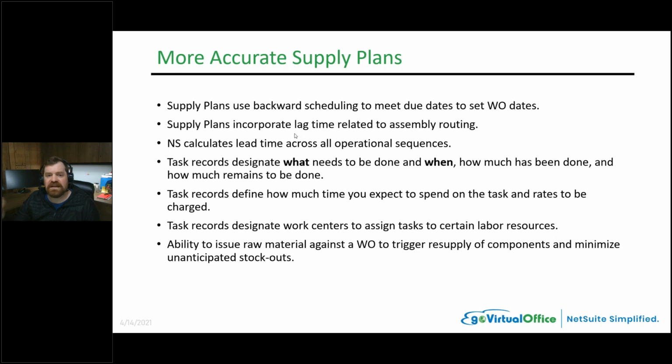Okay, the task records that I mentioned on the previous slide, that's going to basically say what needs to be done for this work order on this step, when does it need to be done. It gives you visibility to how much has been done, how much remains to be done. And I'll touch on all this in a little bit. I have some of the screenshots available so you can at least get the visual of what I'm referring to. Also, going through here, just making sure I have all my talking points. Again, I'll issue raw material against a work order so you can trigger that resupply of components.